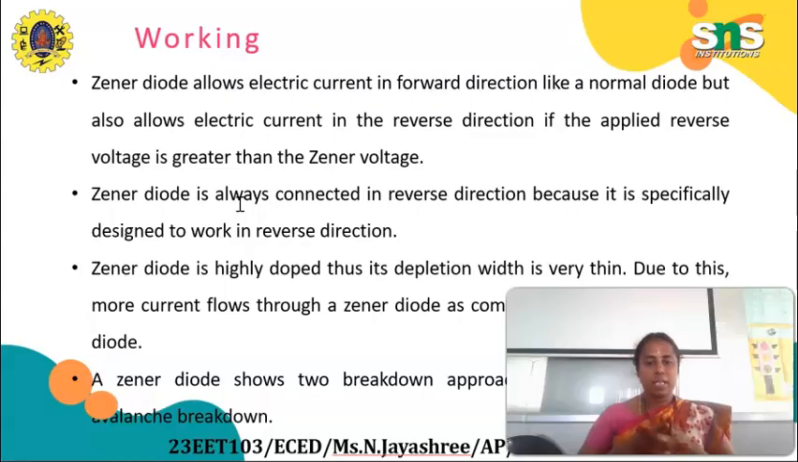A Zener diode is always connected in the reverse direction because it is specifically designed to work in the reverse direction. A Zener diode is highly doped, thus its depletion region is very thin. Due to this, more current flows through the Zener diode as compared to the normal junction diode. A Zener diode shows two breakdown approaches. Number one is Zener breakdown. Number two is avalanche breakdown.